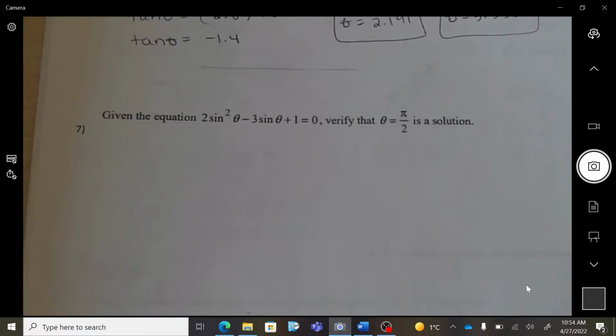Given this equation, verify that that is a solution. So we can just plug that in.